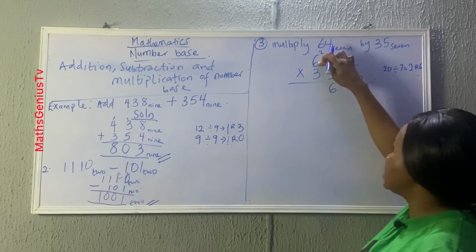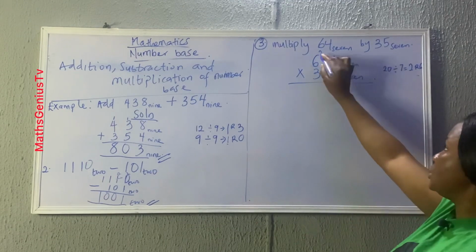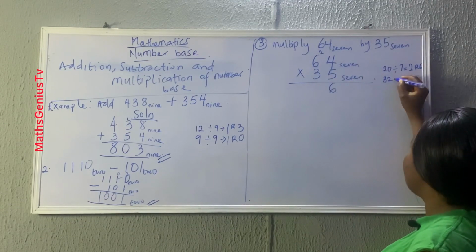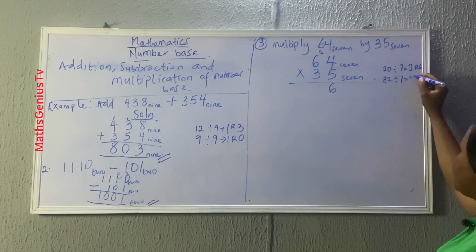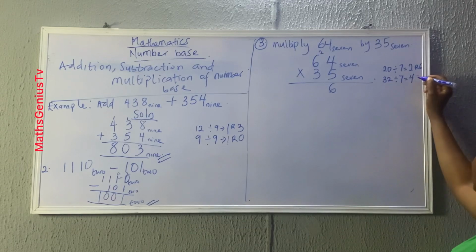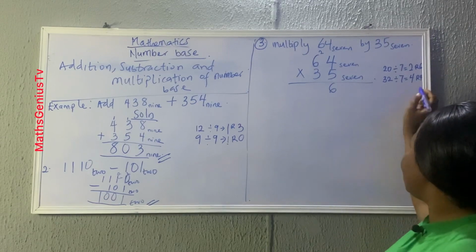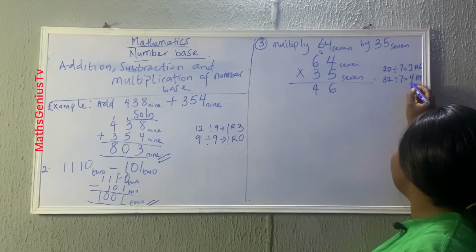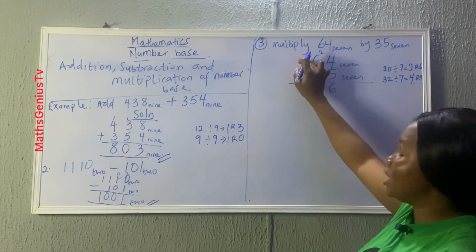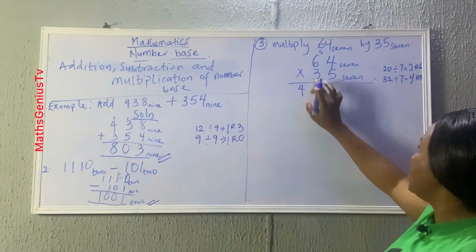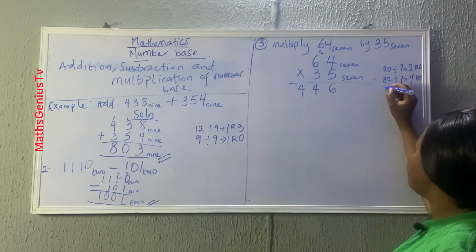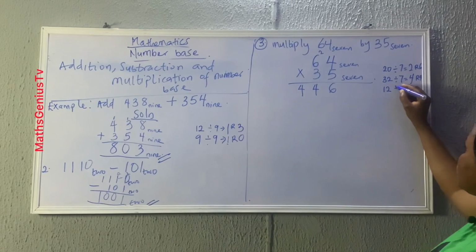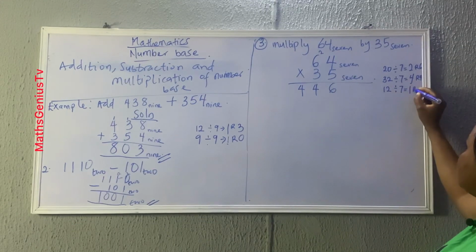5 times 6 is 30. 30 plus 2, 32. Divided by 7 will give us 4. That's 28. Remainder 4. So we have a remainder, which is 4, and the real number also, which is 4. There is no number here to multiply again. Let's go with the next figure. 3 times 4, that's 12. Remember, we are in base 7. 12 divided by 7 is 1, remainder 5.